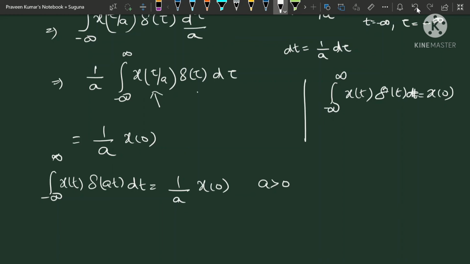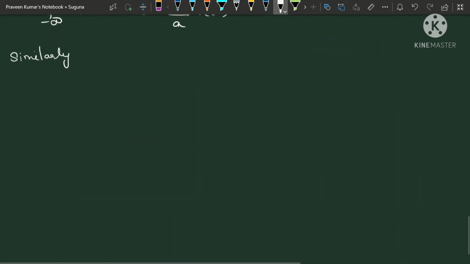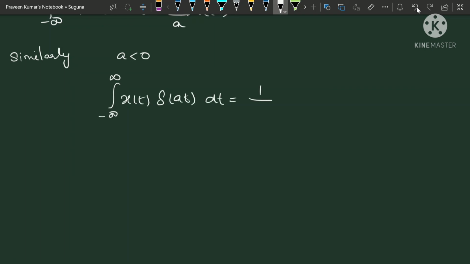Similarly, for a less than 0, this integration of x of t delta of at dt from minus infinity to plus infinity is equal to 1 by minus a x of 0. a less than 0 means a takes negative values, right? So we can write this minus a as modulus of a. To cancel this minus, you have to take the modulus.